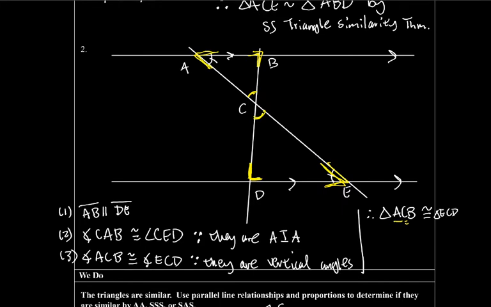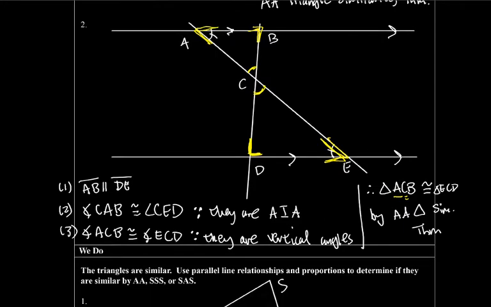Okay. By SS, you can do this for triangle similarity theorem. Sorry, that's AA. I don't know how I made that mistake. I am so sorry. If you caught that, great.